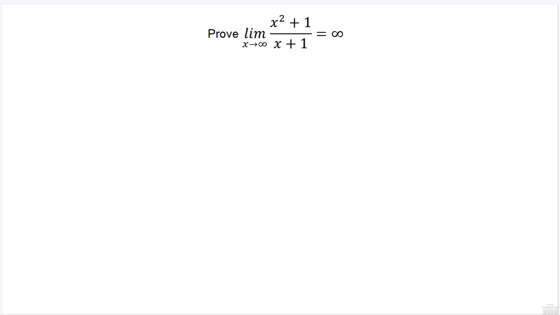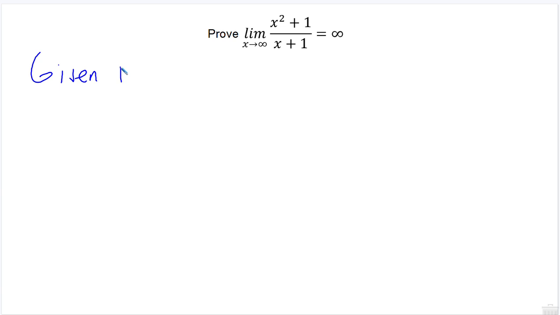It's just a rational function. So we should know from our previous rules that since the degree of the numerator is more than the degree of the denominator, there's no asymptote, and this should come out to be infinity. So let's see if we can prove that.